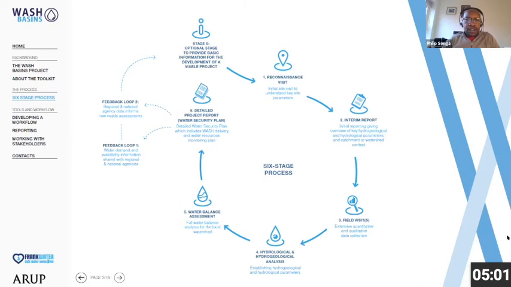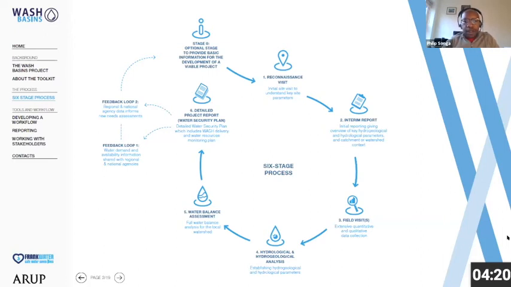But in terms of the six stages, once a community or an NGO has done their needs assessment, which you can call stage zero, you then have your first set of reconnaissance visits to understand the community and to understand their needs, to do a basic sort of survey, not a detailed one. The second stage, you can then take that information into what we call an interim report. What in India is usually called an interim report, but it could be many different names. The idea is to synthesize that information to help you to start your planning.